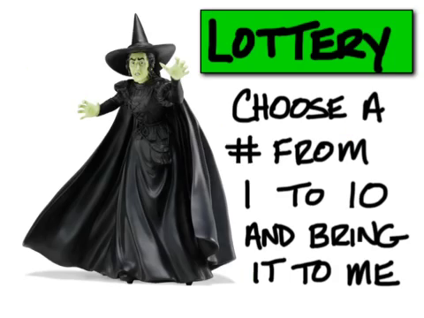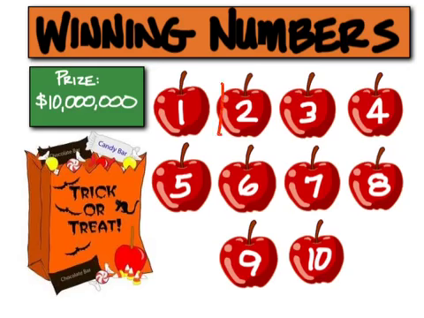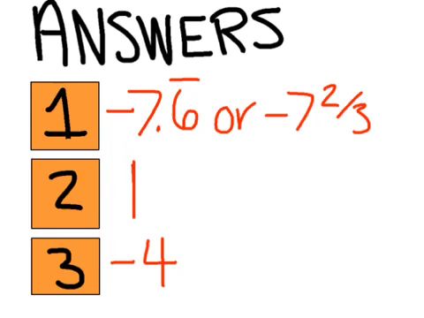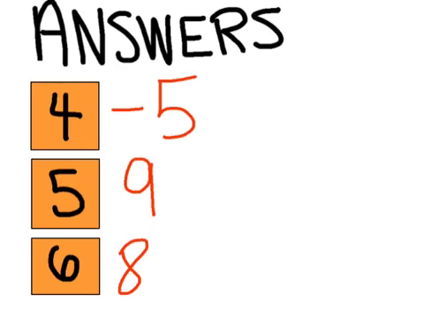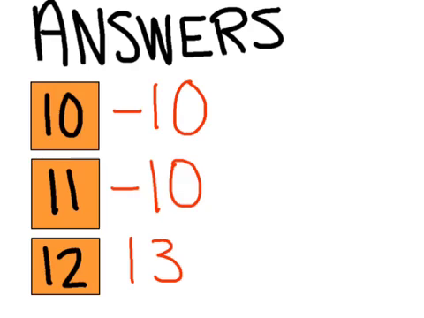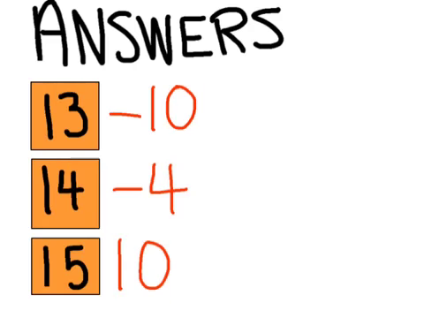Go ahead and bring your number up for the lottery. Okay, answers are negative 7.6 or negative 7 2/3, 1, and negative 4. Alright, answers are negative 5, 9, and 8. Okay, answers are negative 6 and 8. Okay, answers are negative 10 and 13. Okay, answers are negative 10, negative 4, and positive 10.